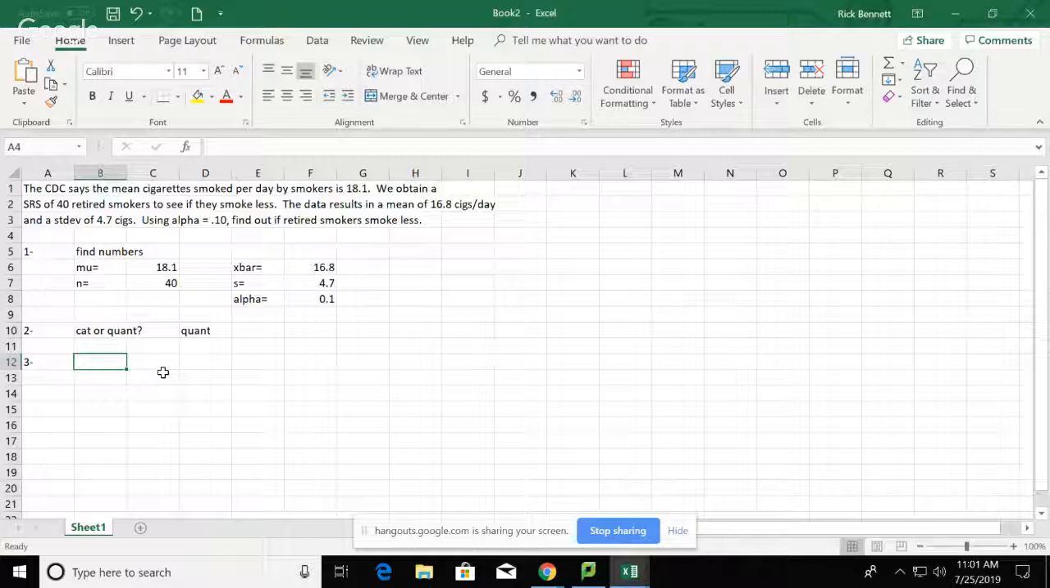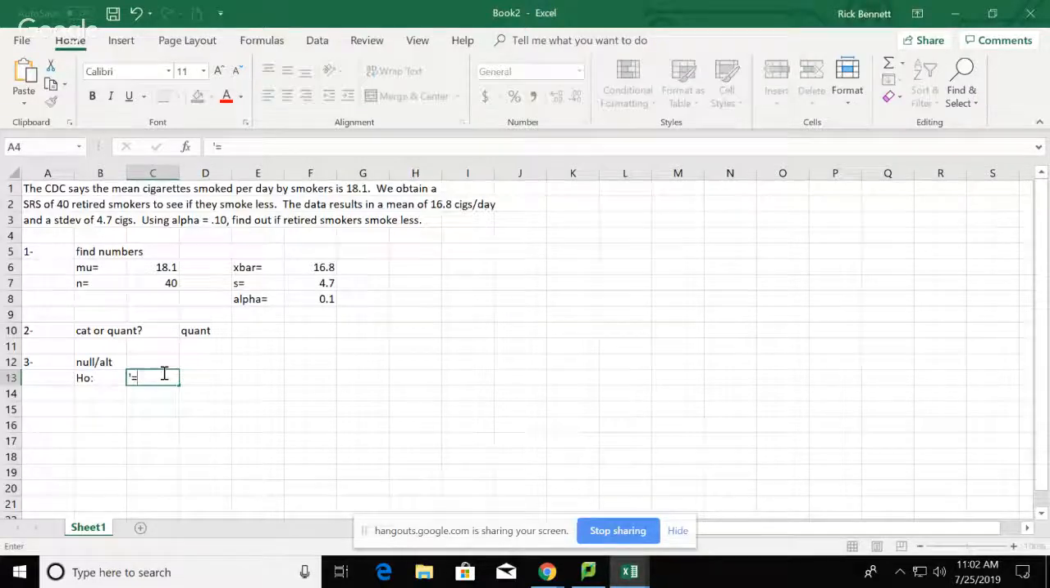State the null hypothesis and the alternative hypothesis. Dalton, what's the null hypothesis? That one is 18.1. Is that correct? No, it's only half correct. You forgot the mu. Why did you forget the mu? Mu equals 18.1.